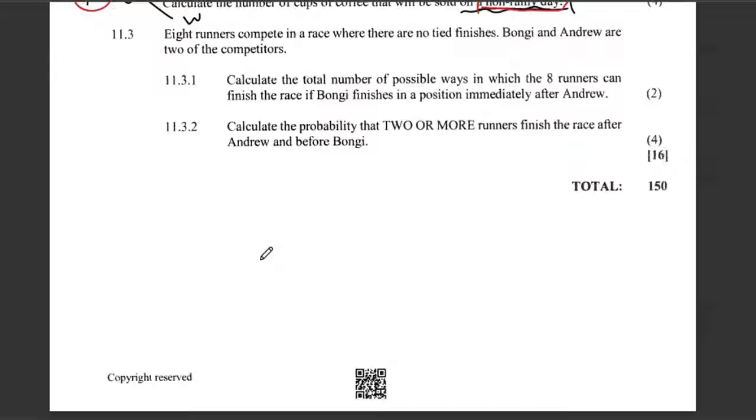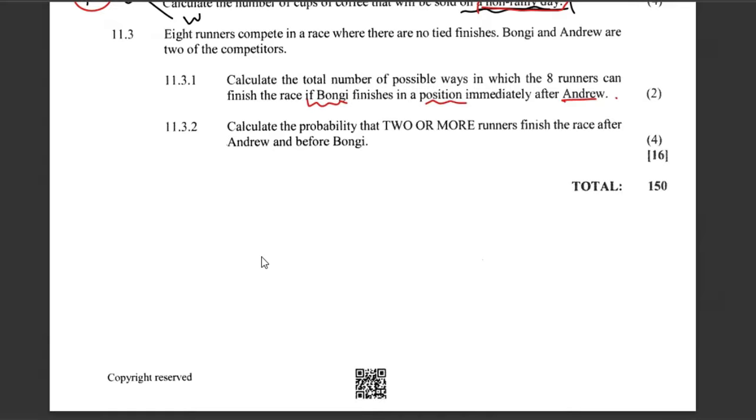All right, then 11.3, which is the last one. 8 runners compete in a race where there are no tied finishes. Okay, Bongi and Andrew are 2 of the competitors. Calculate the total number of possible ways in which the 8 runners can finish the race if Bongi finishes in a position immediately after Andrew.